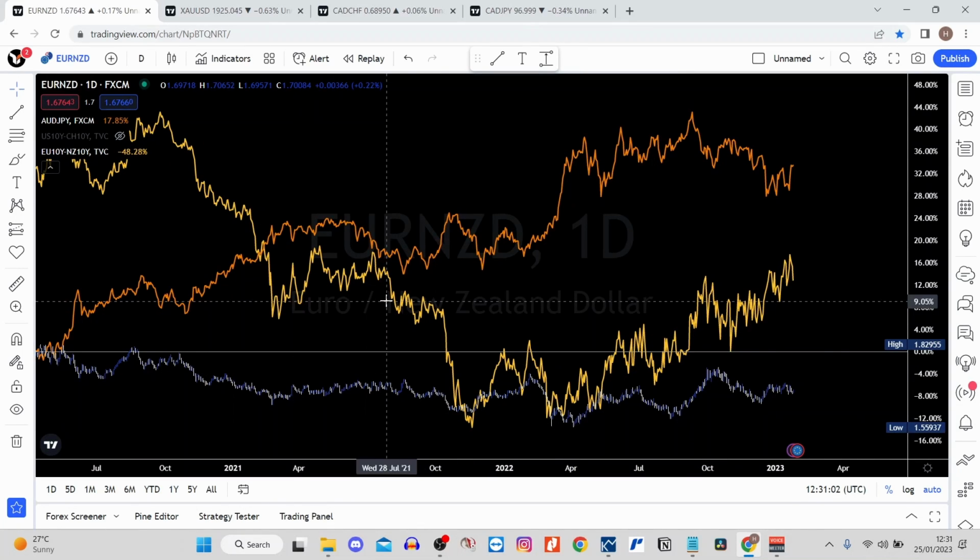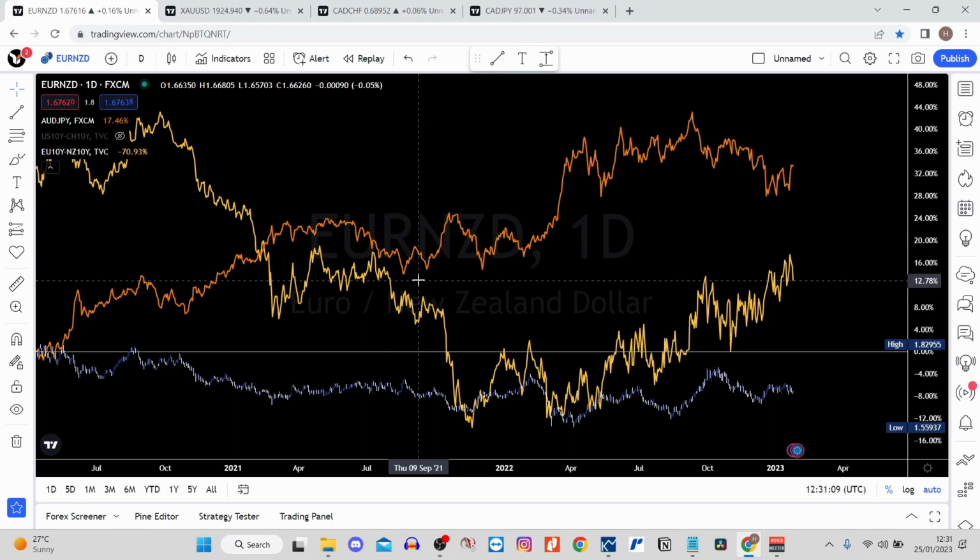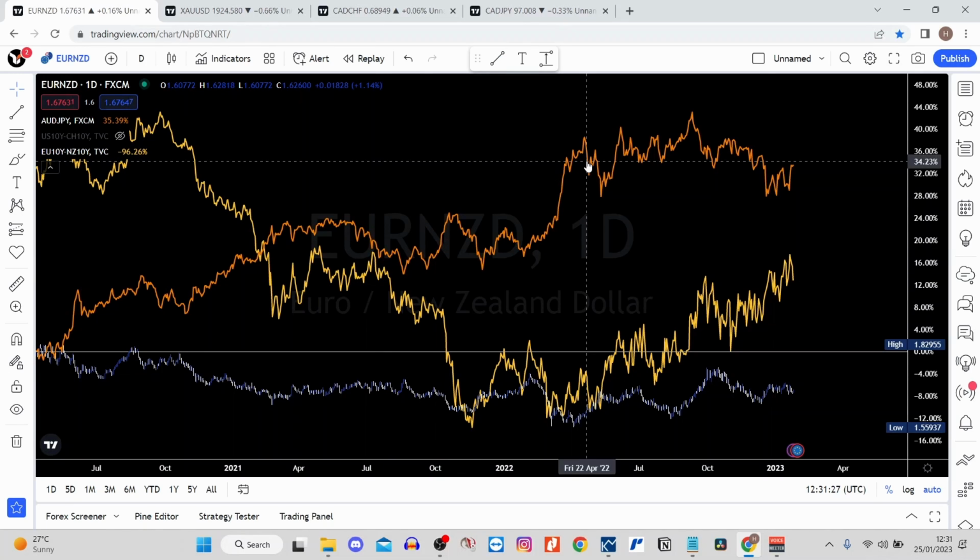How to use equities to trade the Forex market. Now, what are equities? Equities are shares in a company, and we're going to look at the basket of companies put together to form the S&P 500, the basket of companies put together to form the FTSE 100, the TSX or the ASX 200.